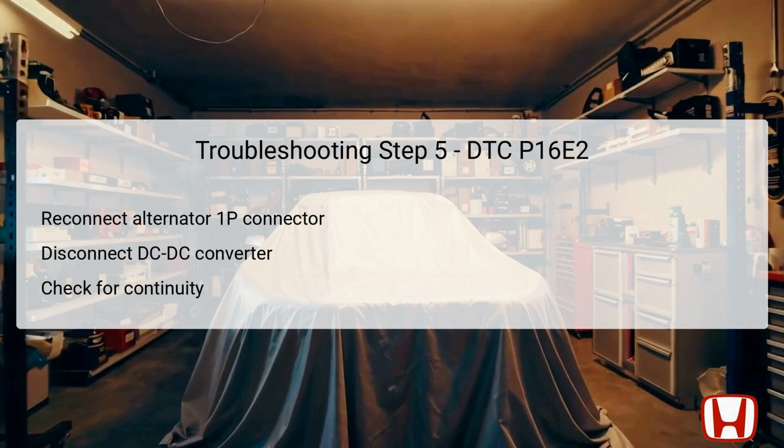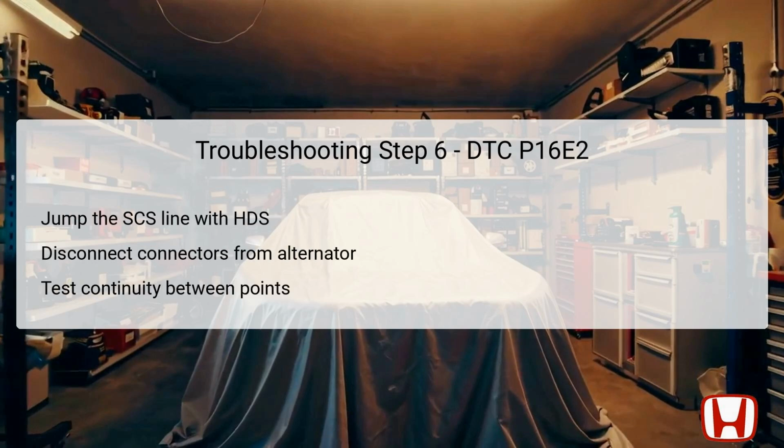for additional issues. In troubleshooting step 6, the check focuses on identifying open wires within the LIN communication line. Start this step by jumping the SCS line again using the HDS, similar to previous steps, and waiting for more than 1 minute. This will help ensure that the SCS software is functioning properly.